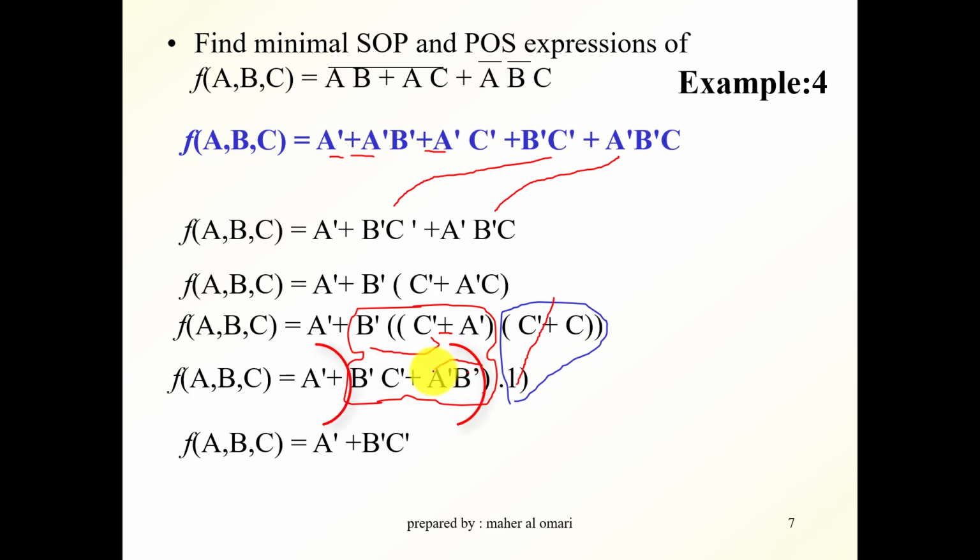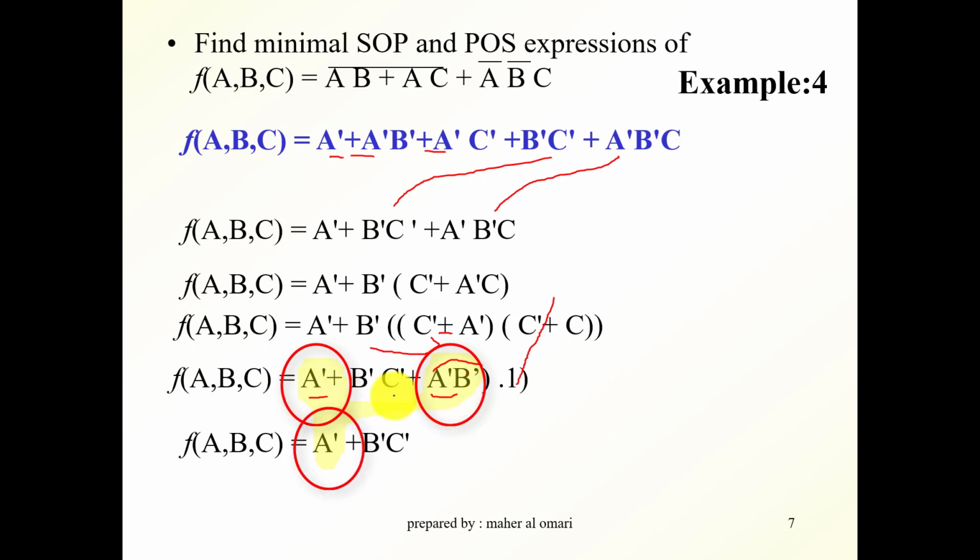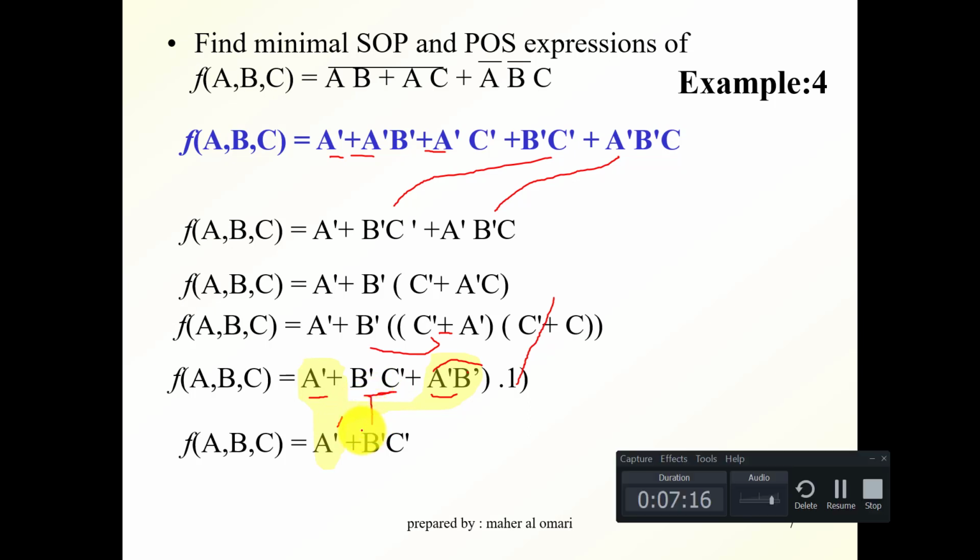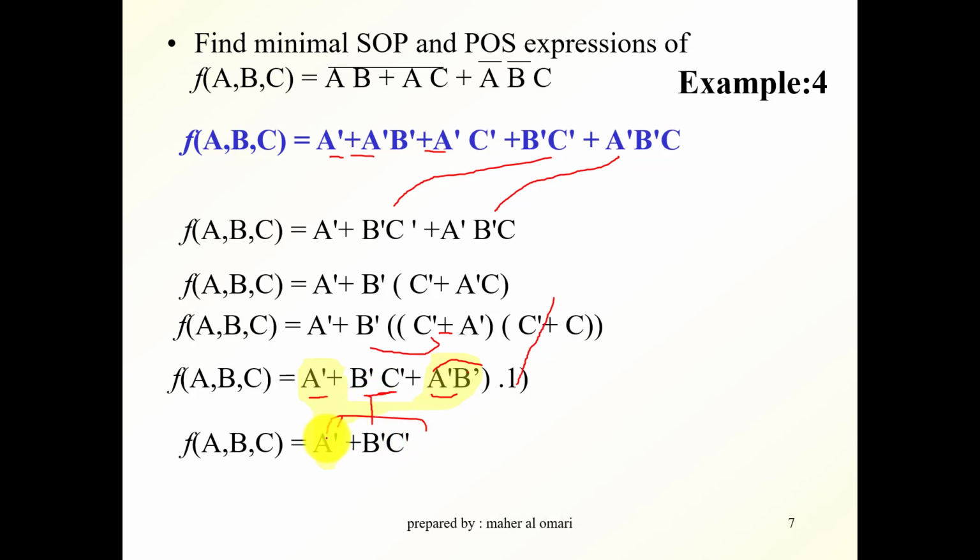If we take these two terms together, A bar ORed with A bar B, we get an A bar. And this goes down as is. And this here is the final minimized function in sum of product form.